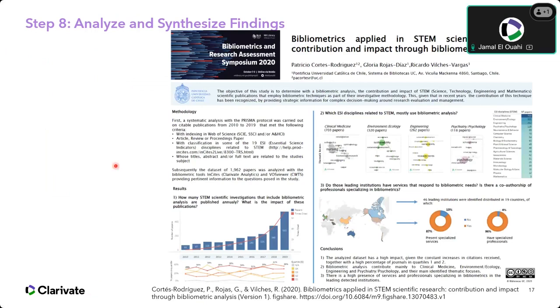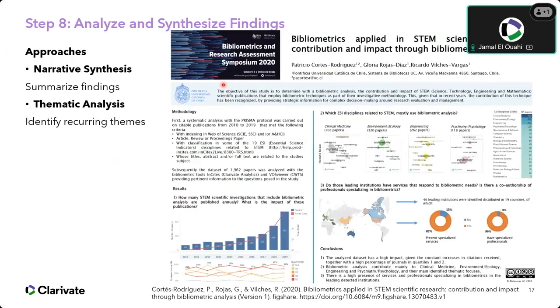After data extraction comes synthesis. In this case, I just took an example of a bibliometric analysis. That's one type of analysis we can do. There are different approaches. Narrative synthesis, where you summarize the findings. Thematic analysis, where you identify recurring themes. And in this example, it's about bibliometric analysis. You want to measure influence and trends, right?